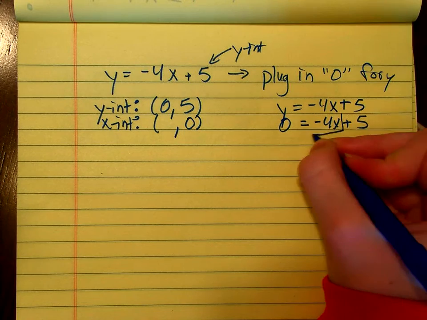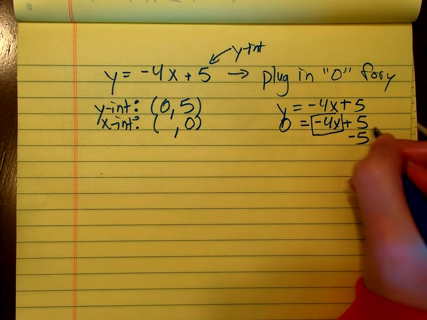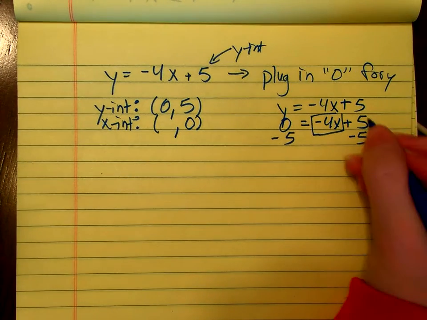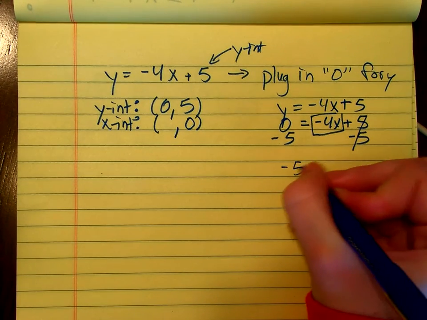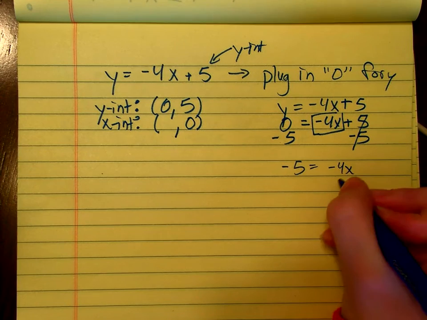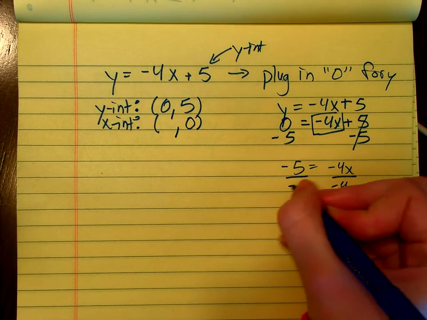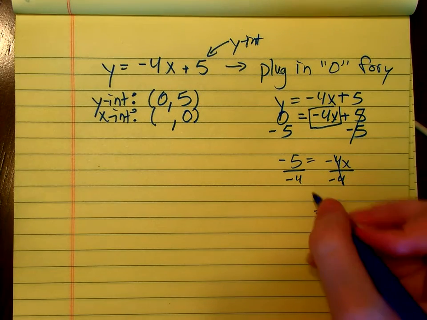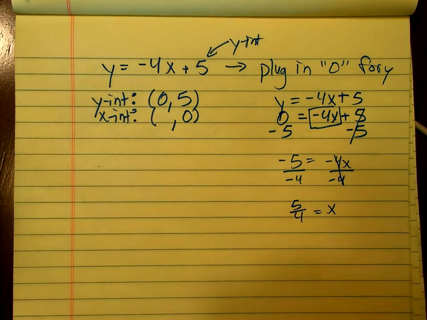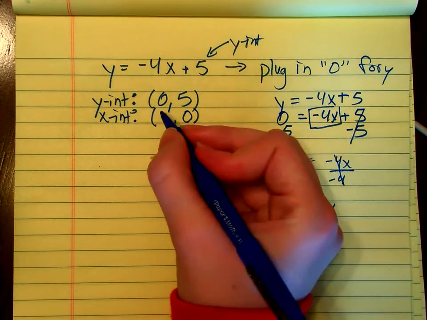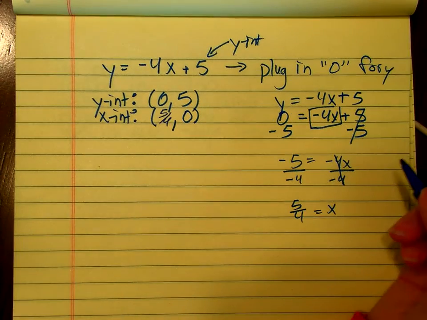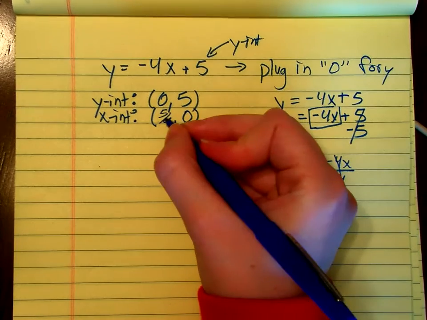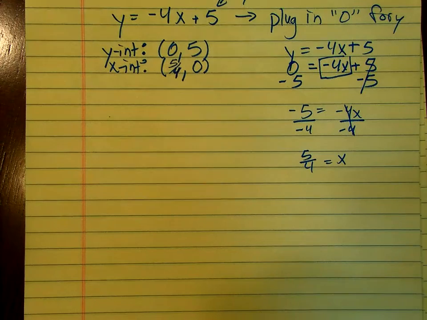So how do I get this x by itself? Well, I've got to subtract 5 from both sides. That cancels. I get -5 equals -4x. Divide by -4 on both sides. A negative divided by a negative is a positive. 5/4 is x, and it's completely okay just to leave it as a fraction. So then you get 5/4, comma 0.